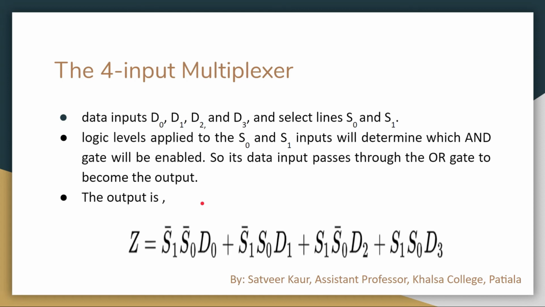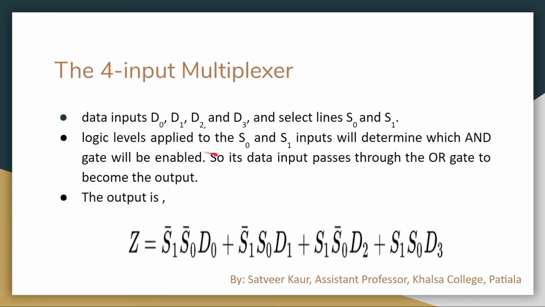The next one is the 4 input multiplexer. Here the data inputs are 4: D0, D1, D2 and D3, and the select lines will be S0 and S1. How can we calculate how many data lines and select lines there will be? If we are going to design a 4 input multiplexer, there are 4 inputs and 2^2 equals 4. So there will be 2^n, where n is 2, so that n will be the number of select lines.